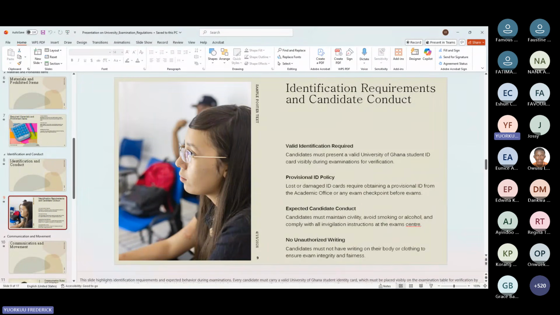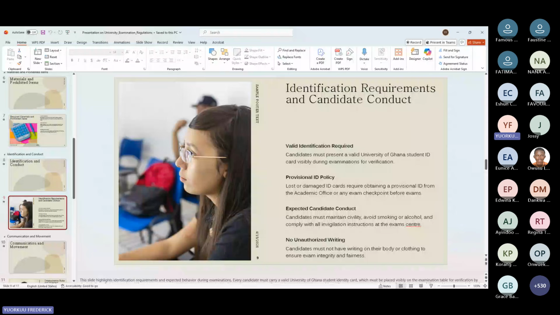Where can you get a provisional ID card? College of Humanities, at the business school, first floor, the academic office. You can get a provisional ID card in the College of Education, their academic office. Then CBAS, their academic office. Then when examinations are in session, you can get a provisional ID card at the central cafeteria. You can get a provisional ID card also at GCB, just opposite the new N block.